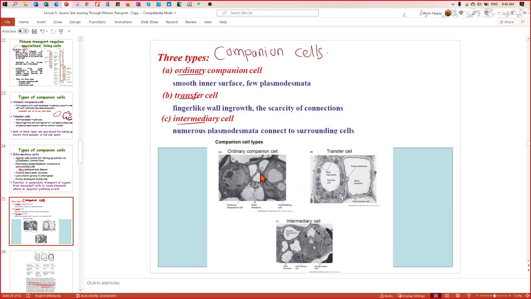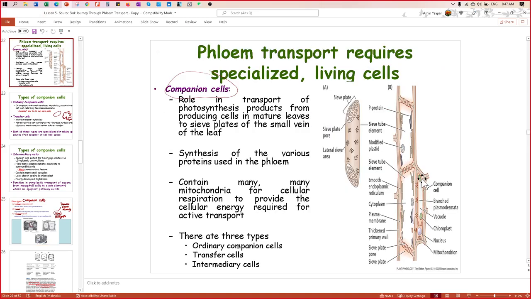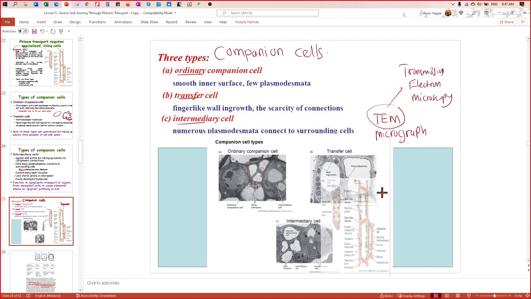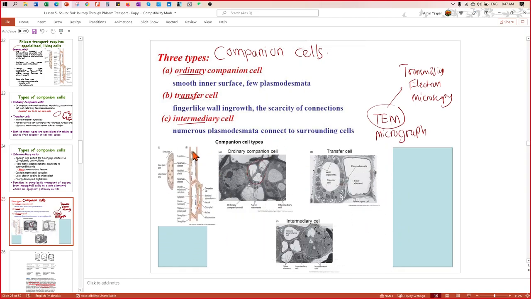These are the pictures from the TEM. This micrograph here is from the TEM. TEM is a type of microscopy; the full name is transmission electron microscopy. You can see that this is your sieve element here in the middle. Maybe I can copy that. So you have your sieve element here.